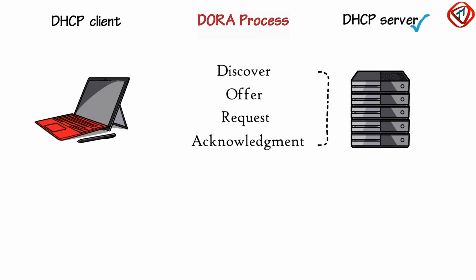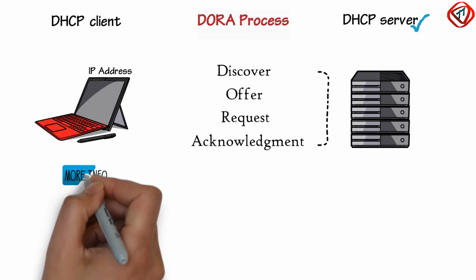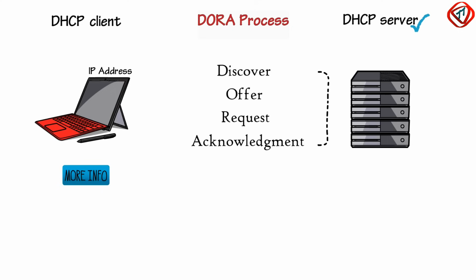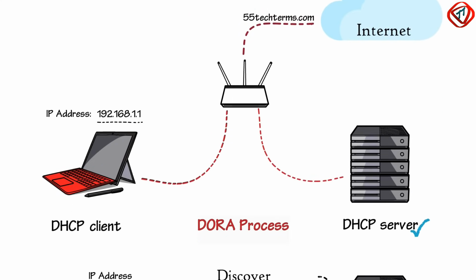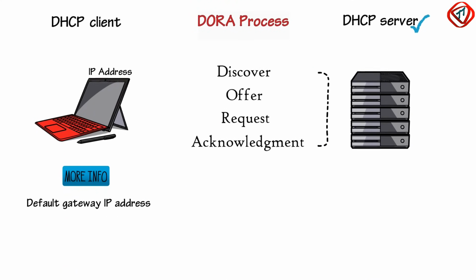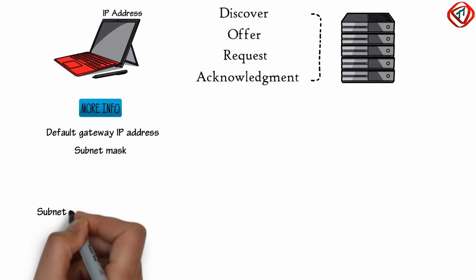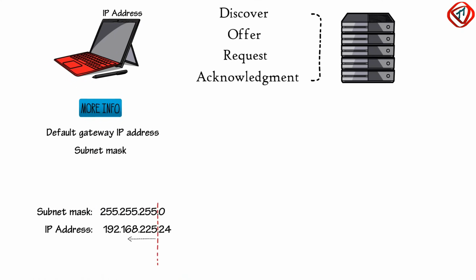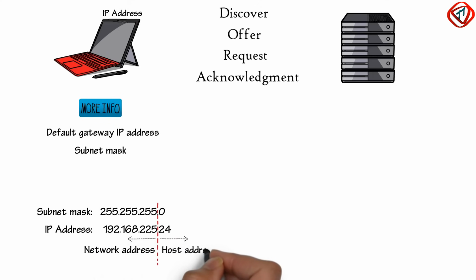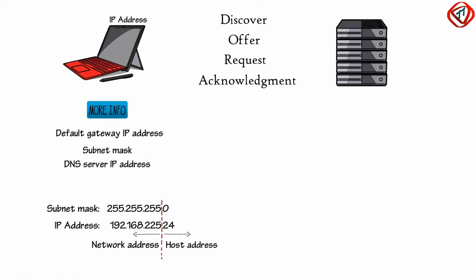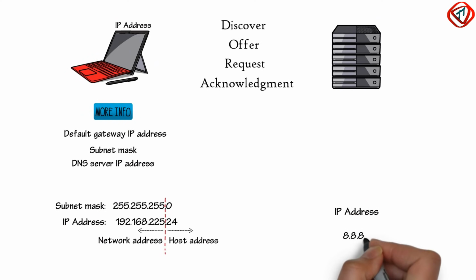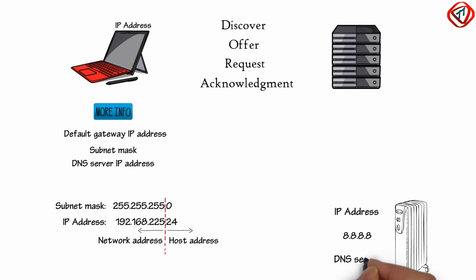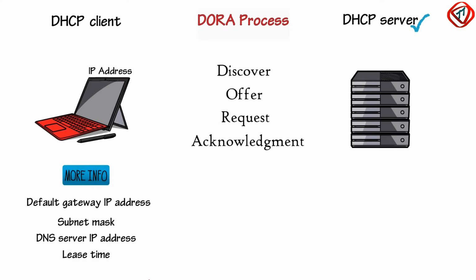These DHCP messages, along with the IP address, also provide some additional information to the DHCP client, and it includes the default gateway IP address, which is the IP address of the first hop router, the subnet mask, which is a 32-bit number that divides an IP address into the network address and host address, the DNS server IP address, which is the IP address of a device used to map domain names to browser understandable IP addresses, and the lease time.